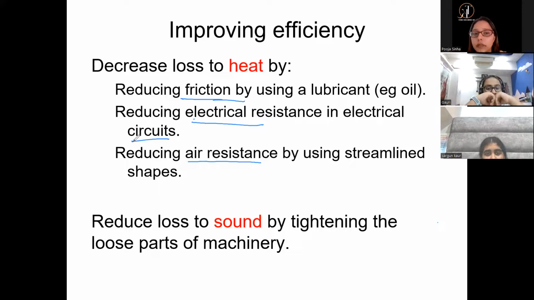Electrical resistance in electrical circuits: any kind of resistance you will reduce, and we will study the methods in the electricity chapter. And to reduce air resistance, if you look at our cars, aeroplanes and ships, they are all made in a streamlined manner. They have a streamlined shape so that they can cut through the air, correct? How do we reduce the sound? If there are any parts in a machine that are not properly tightened, which is causing sound, you can tighten those parts, right?